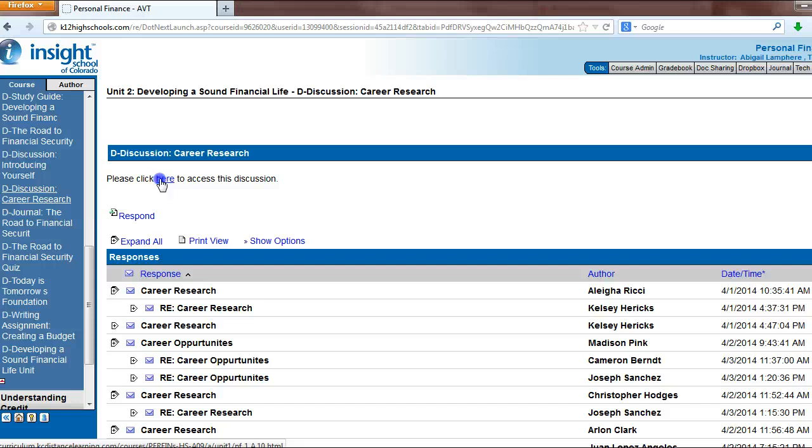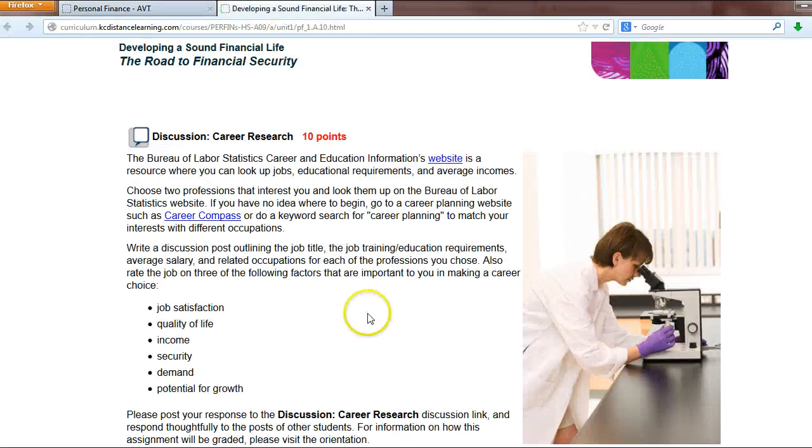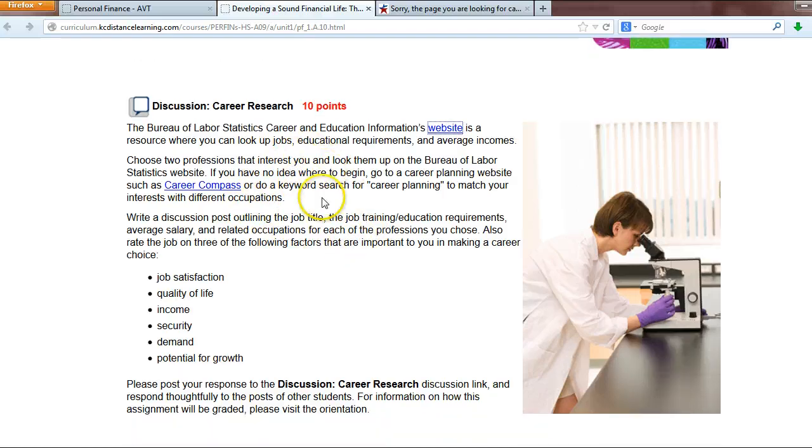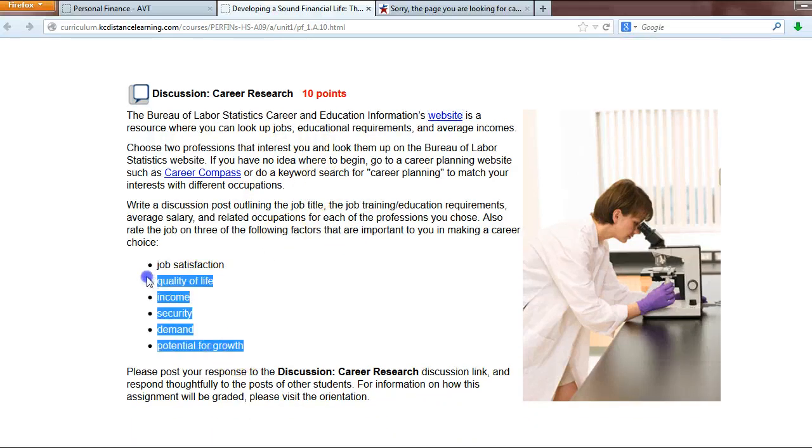This next discussion is over career research. And I know for some reason this website's not working anymore, so sorry about that. But basically what you should be doing is figuring out 2 professions that you might be interested in and doing some research to find out this information.